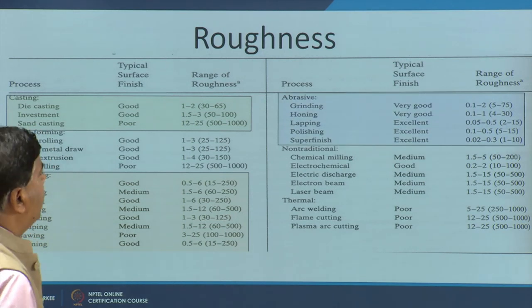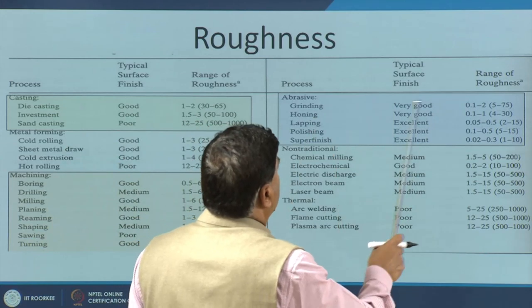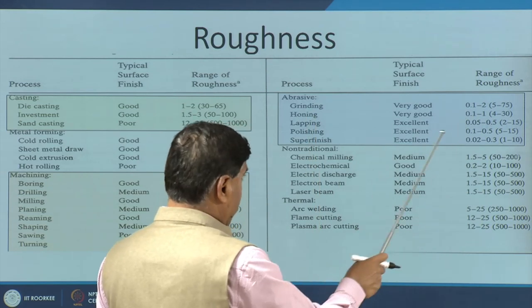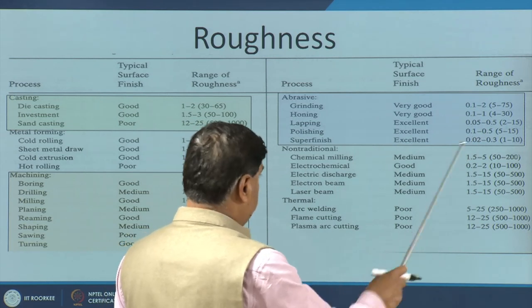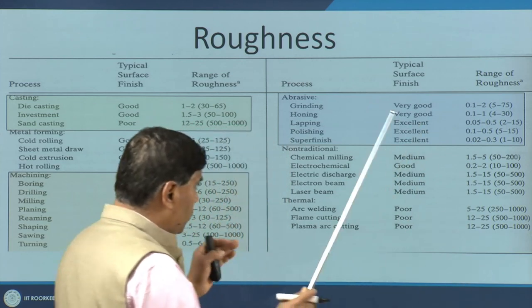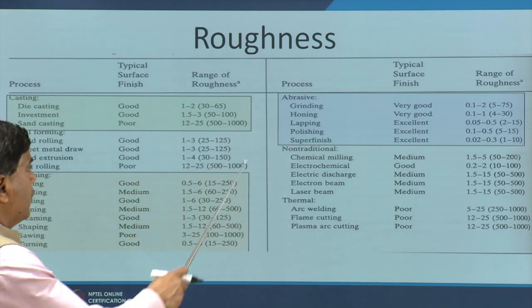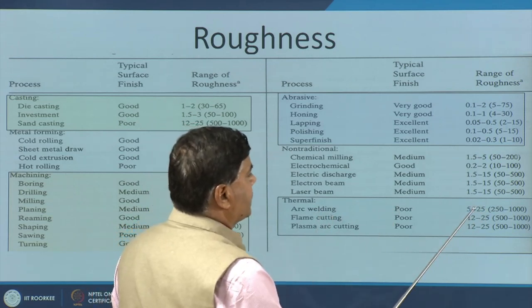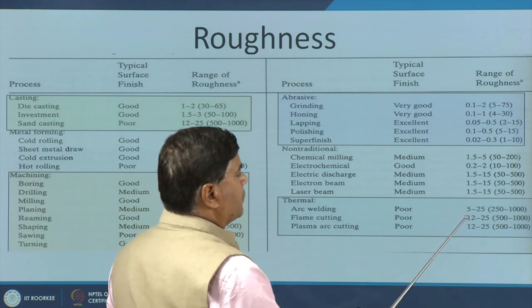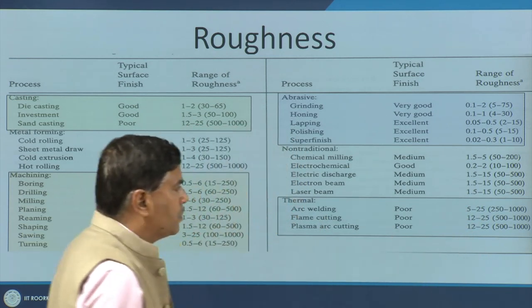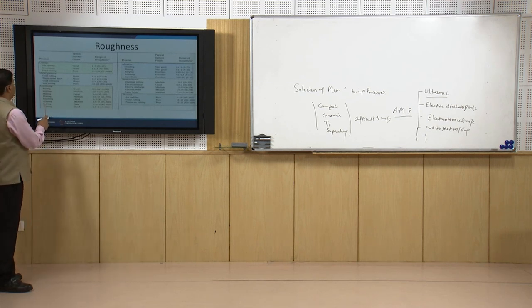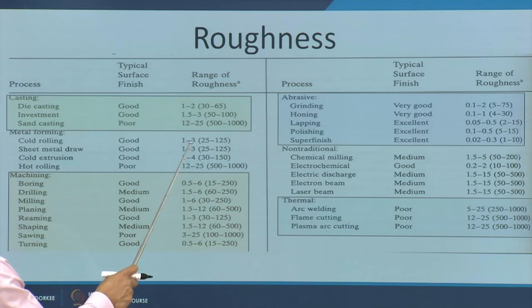On the other hand, grinding processes offer very good surface finish ranging from 0.1 to 2 micrometer, honing 0.1 to 1, lapping 0.05 to 0.5, polishing 0.1 to 0.5 and super finishing 0.02 to 0.3. So, very good surface finish can be achieved through the abrasive based processes, especially the super finishing processes. On the other hand, thermal cutting offers very rough surfaces like 5 to 25 Ra, flame cutting offers 12 to 25 and plasma arc cutting offers 12 to 25. So, very rough cut surfaces are produced by the thermal cutting methods. If we see the deformation based processes, cold rolling offers the good finish in the range of 1 to 3 micrometer, and cold extrusion offers 1 to 4 micrometer.